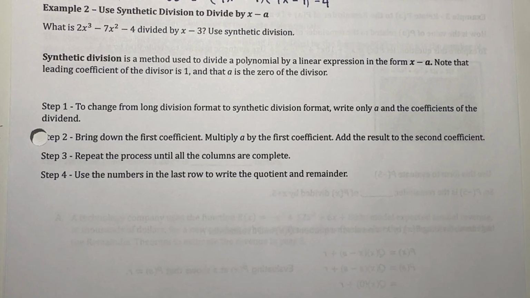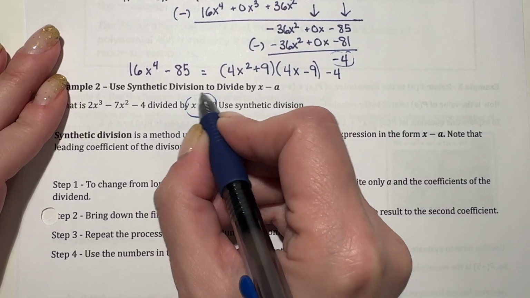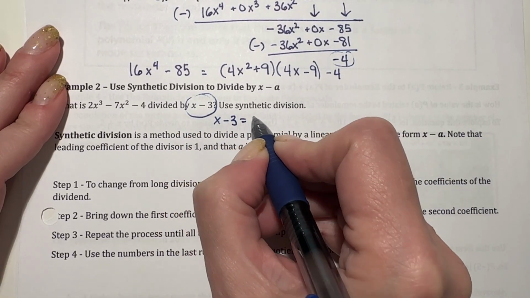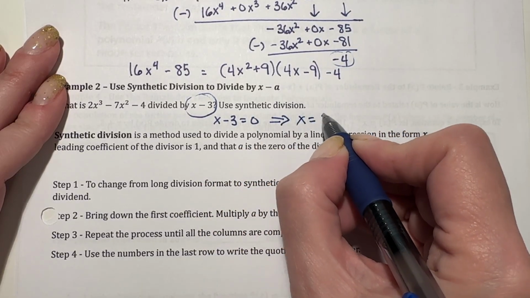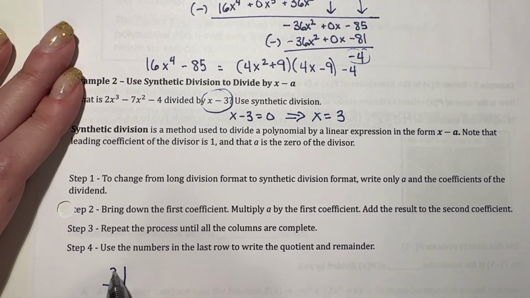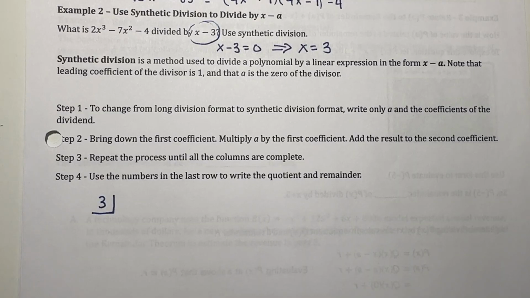Well, that's a lot. Okay, so here's how you do it. You're going to start off by taking this little piece right there, setting it equal to 0, and solving it, which means that x is equal to 3. So we're going to make this weird kind of backwards L shape, and we're going to put a 3 down. That's what we're going to be doing our division with.